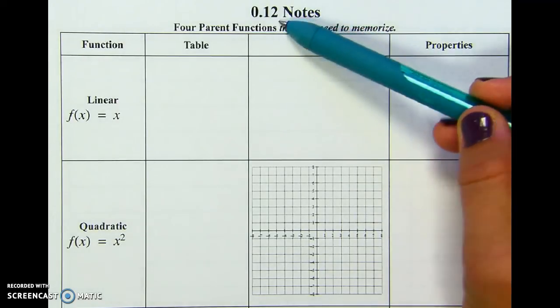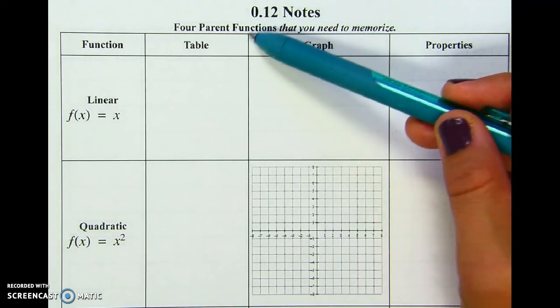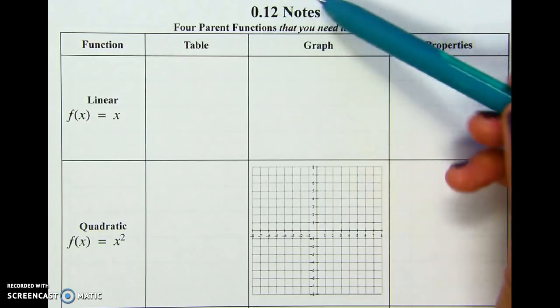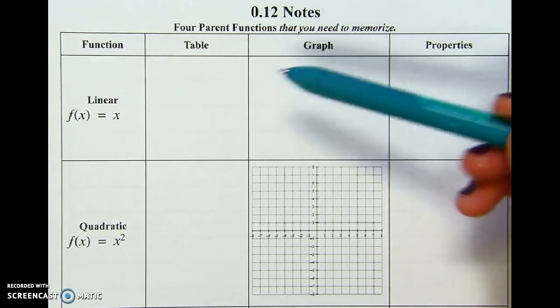Okay, everyone, this is going to be the last lesson of Unit 0, and Unit 0 is review of Math 1 and Math 2, even though it was a lot. It kind of all was review.